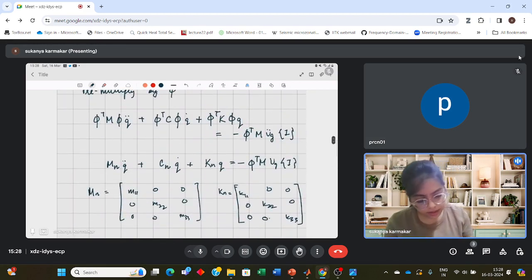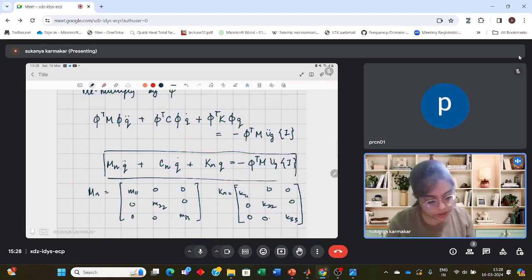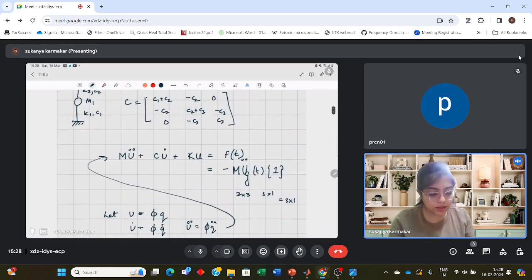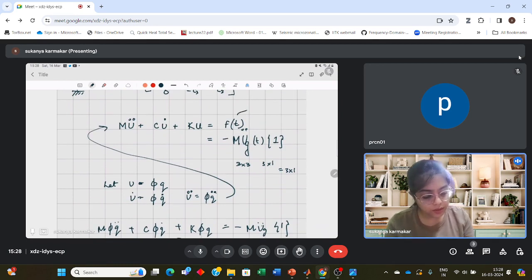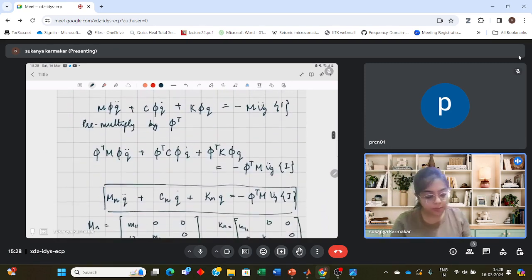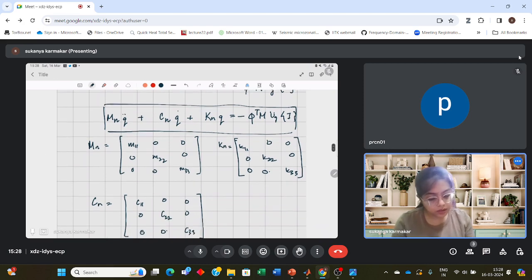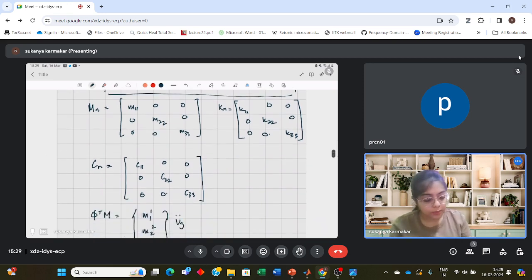So finally, we can see that because of this introduction of the coordinate u is equal to phi q and then pre-multiplying, earlier this equation of motion, m u double dot plus c u dot plus k u is equal to f of t, was a coupled equation, but now the equation has been decoupled. Why decoupled? You can see the off diagonal elements are 0. So k11 will be multiplied with q1 in the first equation. In the second equation, k22 will be multiplied with q2. And in the third equation, k33 will be multiplied with q3. So we get separate equations for q1, q2 and q3, and thus they are becoming uncoupled.